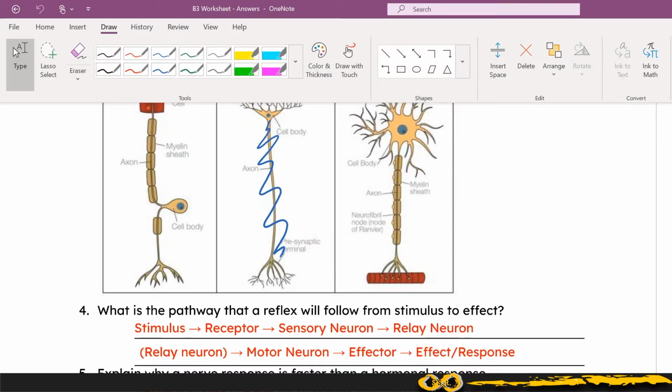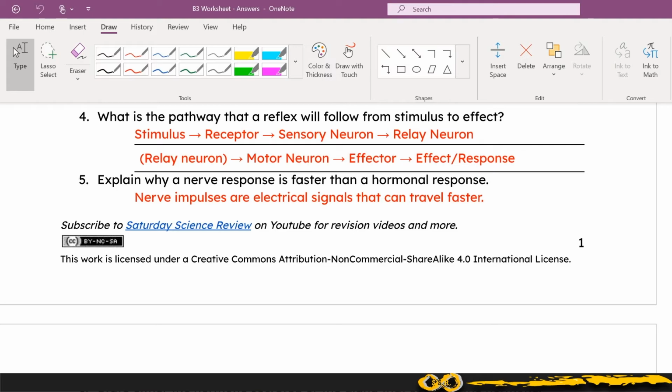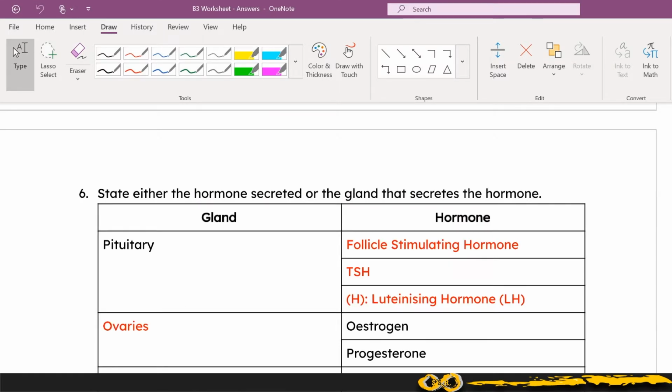For question number 4, remember that a reflex is a pathway that does not involve decision making. So that means that the brain, or the central nervous system aside from the relay neurons, isn't involved in knowing what's actually going on. The brain will be informed later on that the reflex has happened. This is one of the reasons that these are so fast: there is no decision making happening.